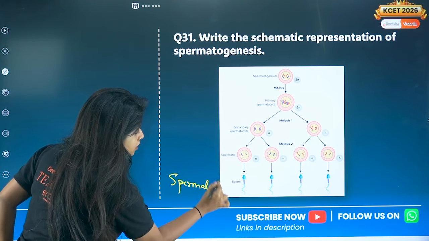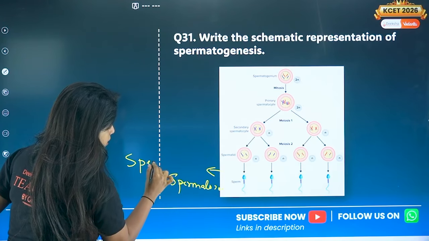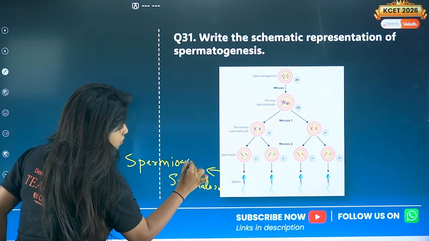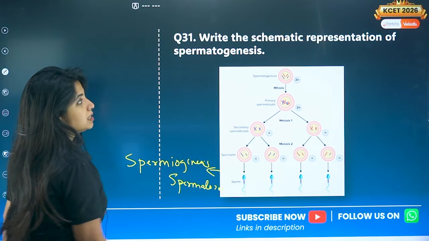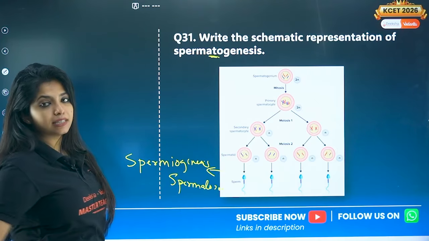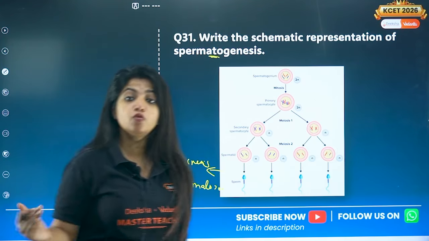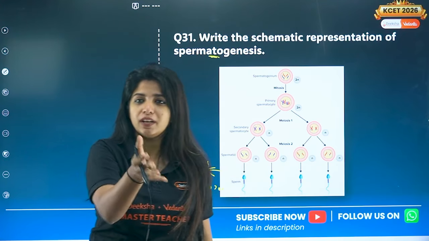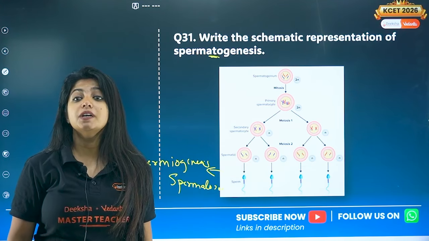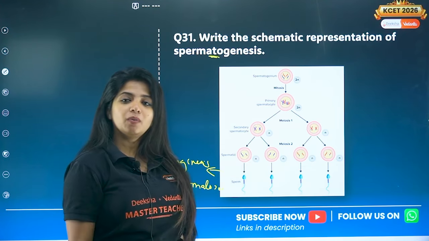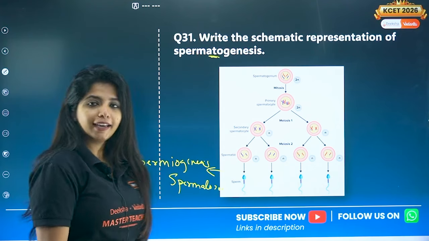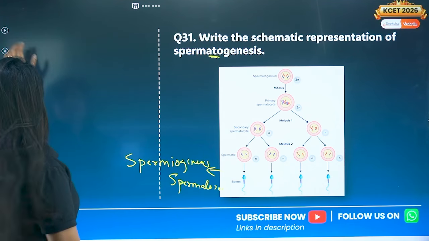Write it down. This process is known as spermiogenesis. Spermiogenesis. What is the entire process known as? Spermatogenesis. This is spermiogenesis. And at the end, when the sperms are completely formed, they move out of the seminiferous tubules where they were formed. This process is known as spermiation. Aviation, you can remember it like that. Spermiation. Okay? Cool? Done?